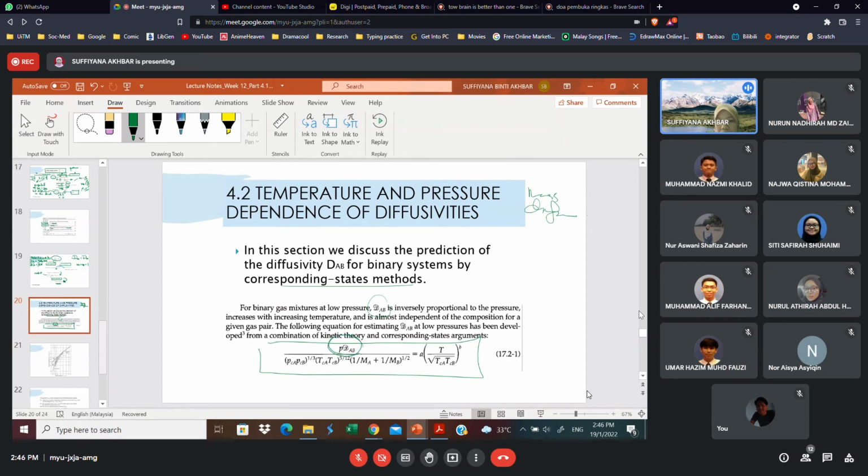Okay, instead you need to know the critical pressure, critical temperature, and the molecular weight, then only can you find it. Similar with momentum. When we studied momentum, what did we want to find? We can estimate the viscosity. For heat transfer, we want to estimate the thermal conductivity. By using the corresponding state method, we can use this one.